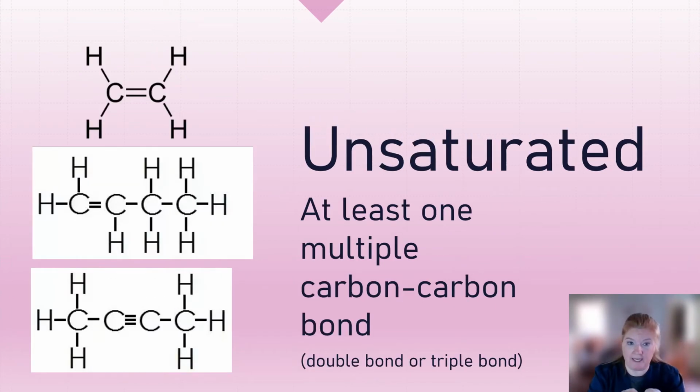Unsaturated, on the other hand, has at least one multiple carbon-carbon bond. That multiple bond could be a double bond, or the multiple bond could be a triple bond. So you could hear the language multiple bond, double bond, or triple bond. Do you see? Look here. Double bond, unsaturated. Triple bond, unsaturated. A carbon-carbon double bond right here. A carbon-carbon triple bond. Okay?